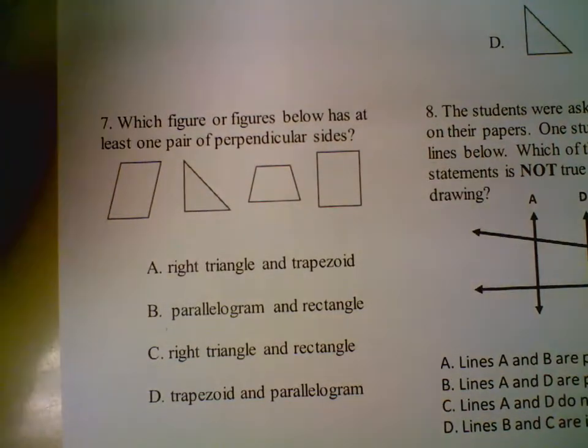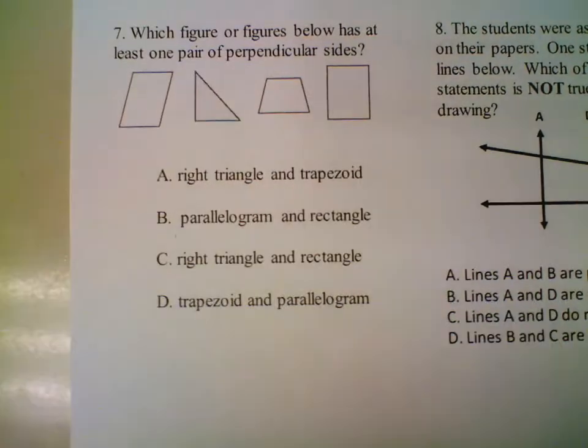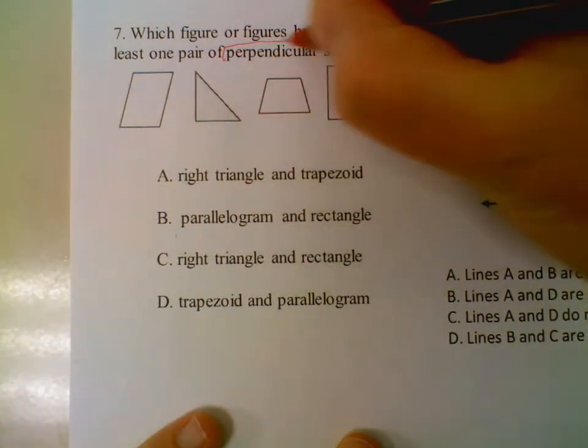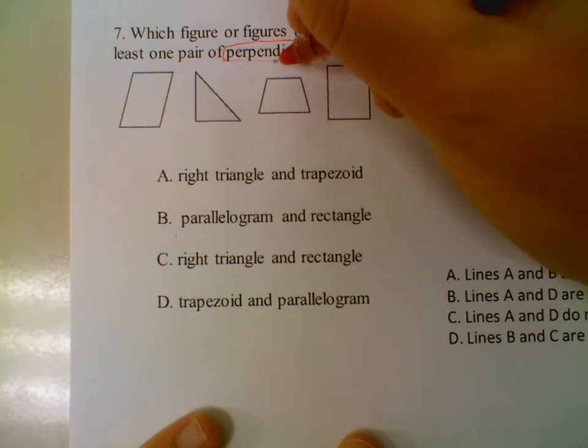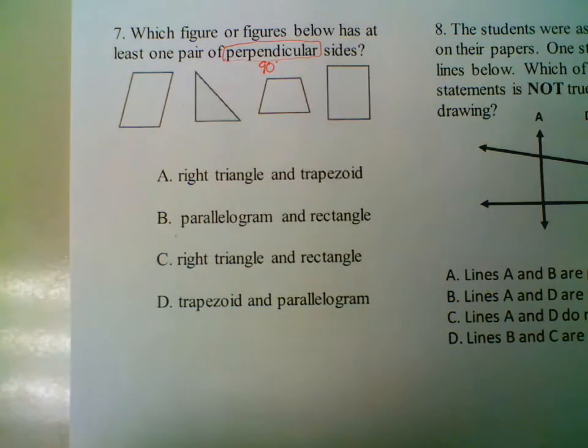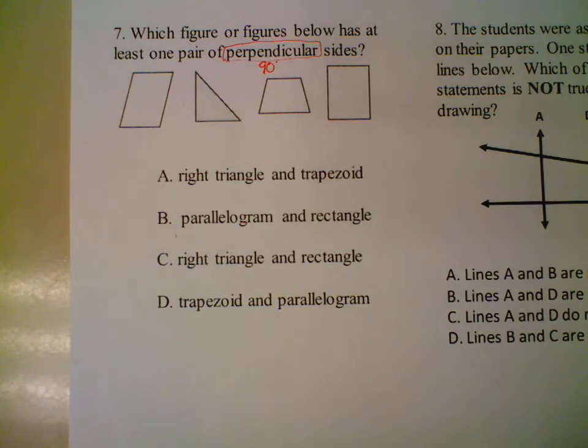All right, moving down to 7. You're doing the evens, I'm doing the odds. Which figure or figures below has at least 1 pair of perpendicular sides? Somebody box perpendicular. I know that means 90 degrees. So I gotta find all the perpendiculars.